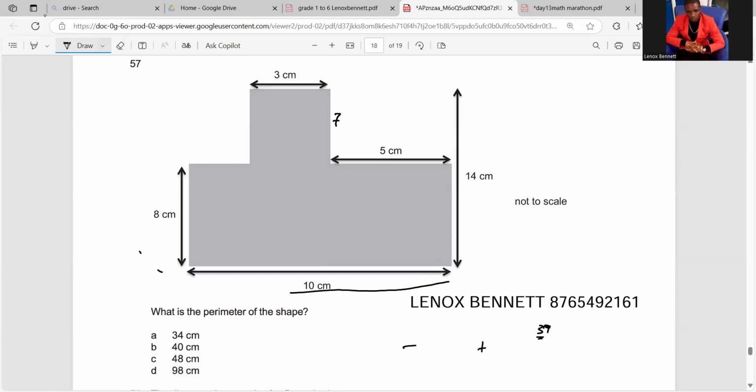Now, perimeter means the total distance around. So 10 plus 8, that's the first one. We need to figure out this little piece here because we need all the distances. Look how easy it is. All of this is 10. Here is 5, here is 3. 3 plus 5 is 8. That means that here has to be 2.